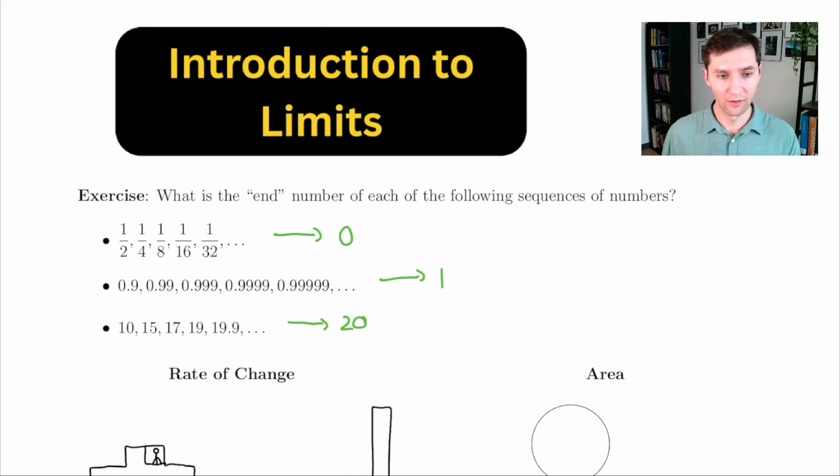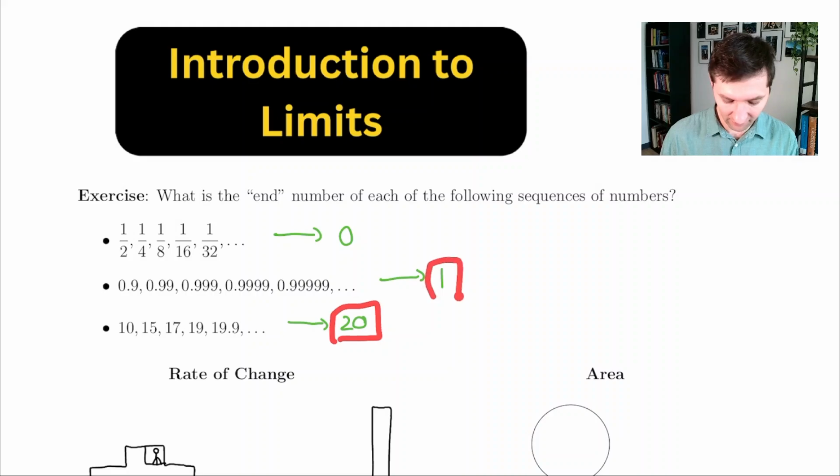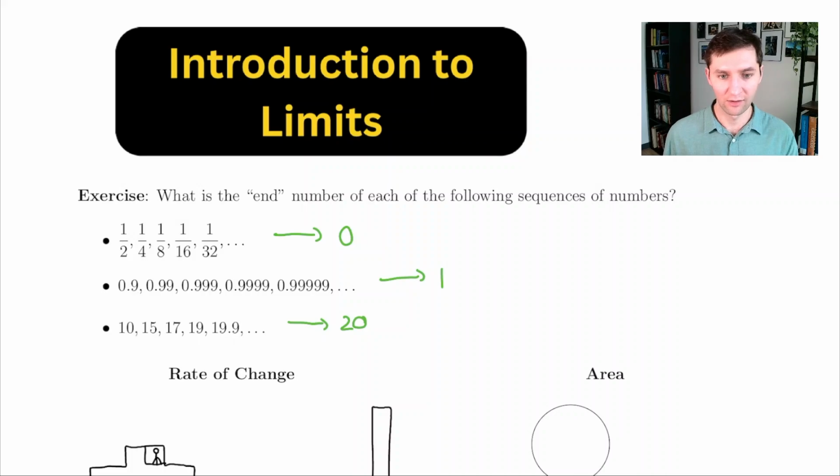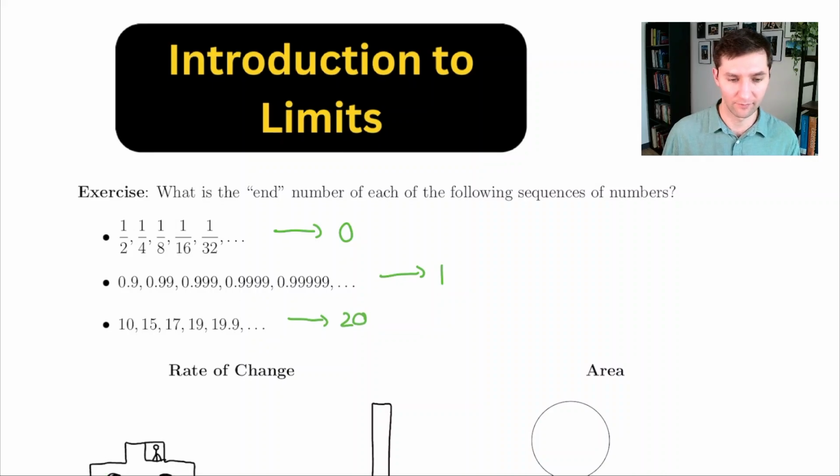Even though none of these three sequences actually reach their limits, the limits themselves can have real-life meanings and real-life applications. Let me give you two examples, one in the context of rate of change and another one in the context of area, where a limit has a real-life meaning and a real-life application.